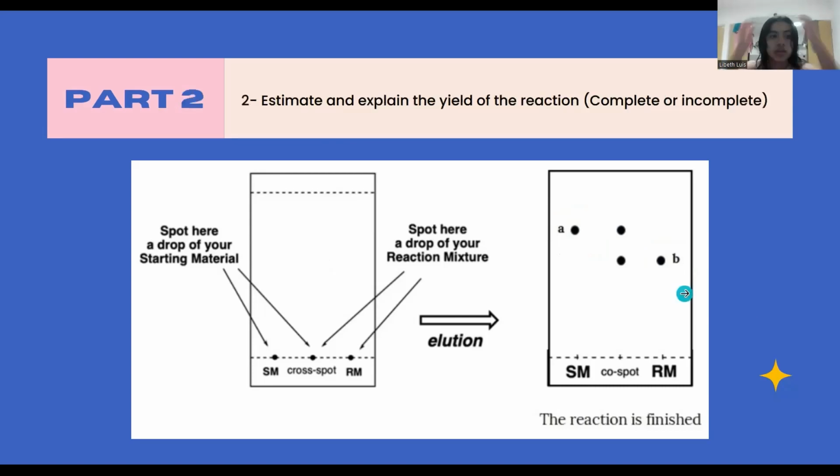And the second part, it is also possible to monitor a reaction by thin layer chromatography with the objective of noticing the disappearance of the limiting reagent in the reaction mixture lane and the appearance of a new product. In the chromatography shown in the question, it is observed that in the RM section, only point B is found. This indicates that the limiting reagent has been used up and the product has been formed. Therefore, the reaction has been completed, the yield is complete.